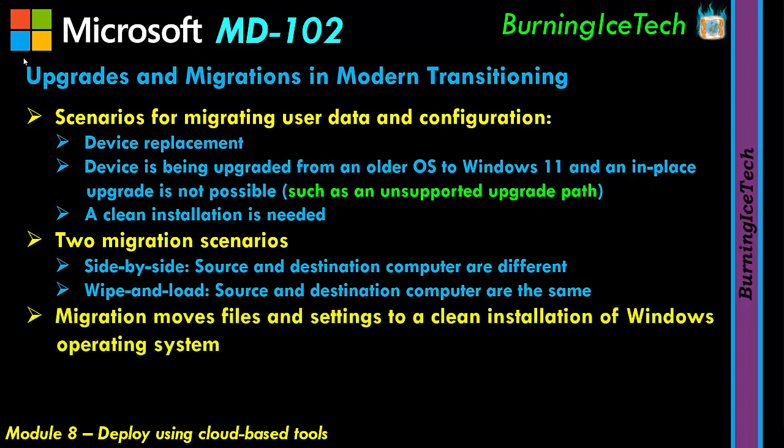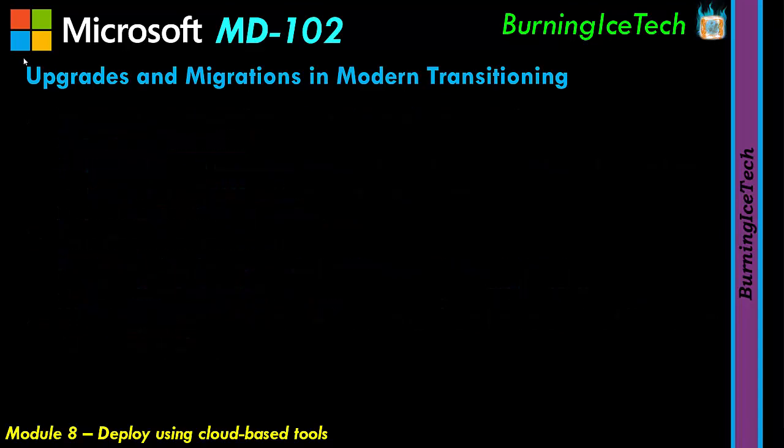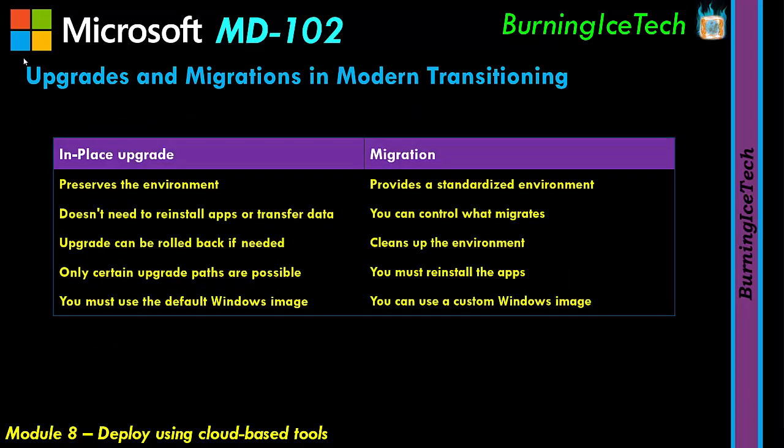So yeah, guys, migration moves files and settings to a clean installation of the Windows operating system. That's generally at least the idea, whether it's a wipe and load or whether you actually move to a different machine. The idea here is to move to a clean installation of the Windows operating system. Now, more on this topic. I don't have enough room here, so let me make this blank. Here's a bit of a table for you guys. So a couple of differences, if you will, between in-place upgrade and migration.